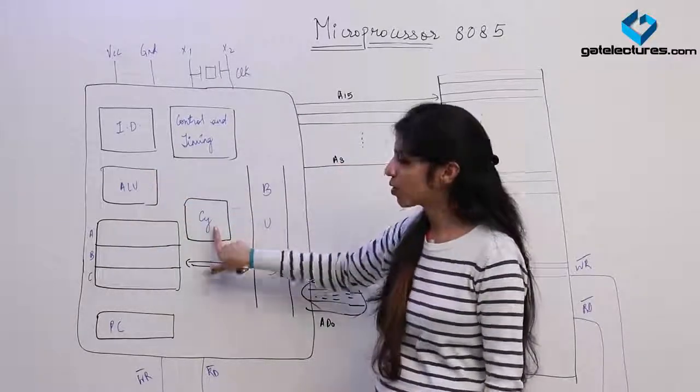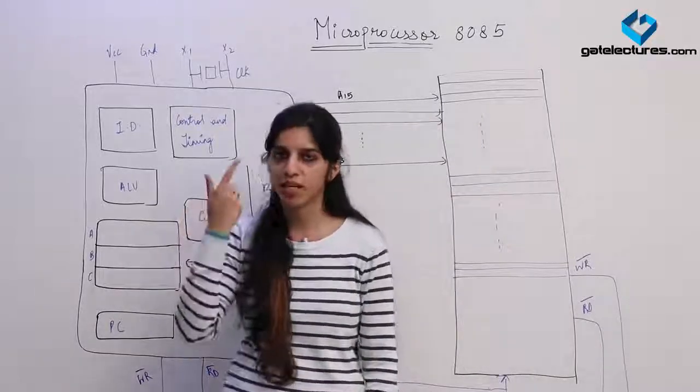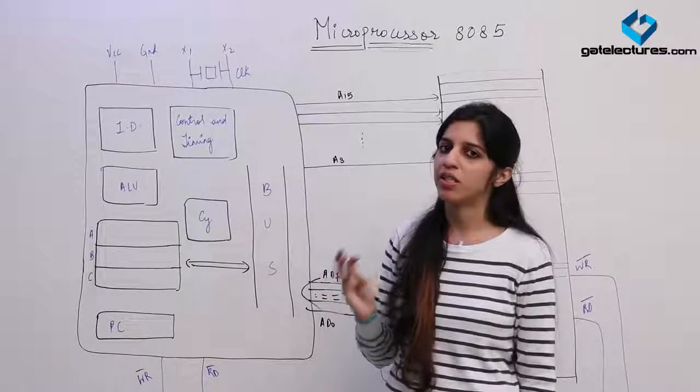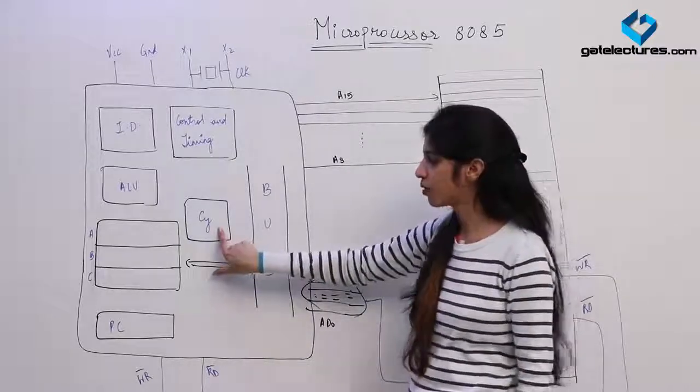This is the carry bit. Whenever you are performing any arithmetic operations, you might have already seen in digital electronics that whenever we are required to perform addition or subtraction, one carry or borrow is required. So this is going to do that work.